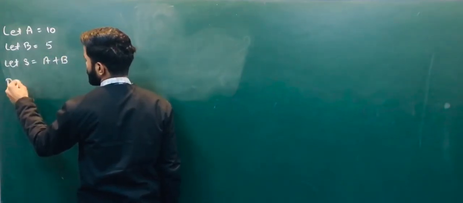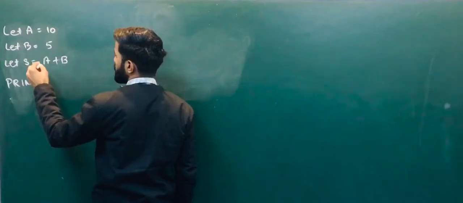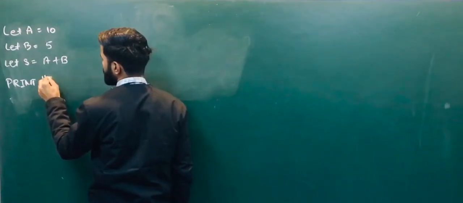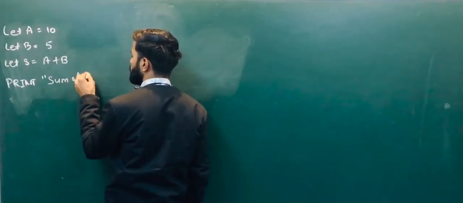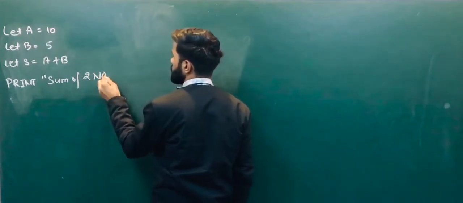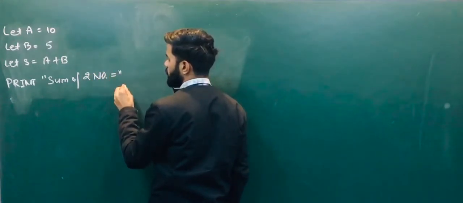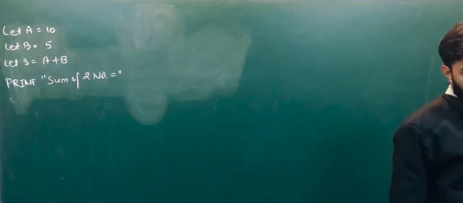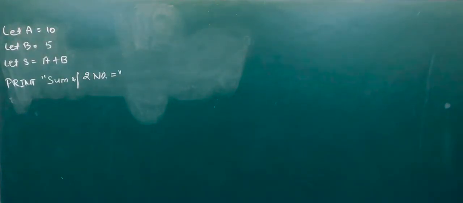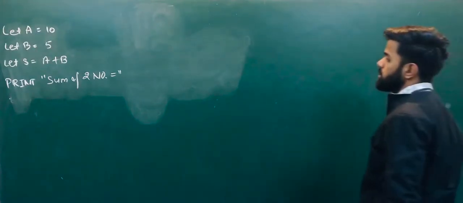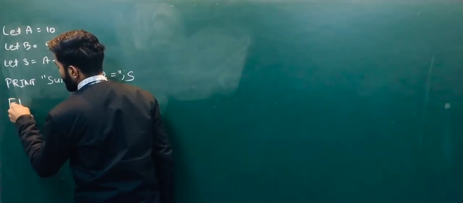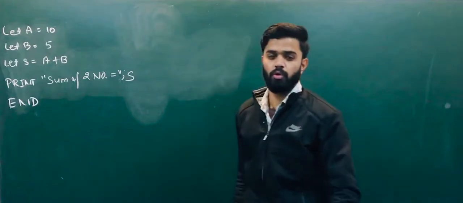And now we can print the sum of both numbers with the help of variable s in this statement, and we can write here "sum of two number is equal to" in double inverted commas, and then the name of the variable, s, because we added both numbers in variable s. Now we can print this in this statement, and in last we can end our program. So this one is a normal way for adding two numbers.